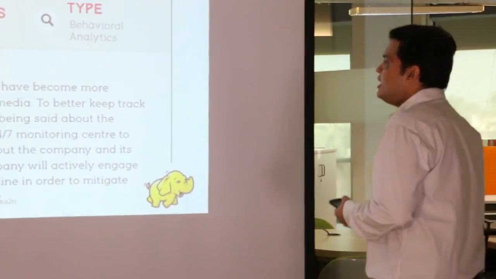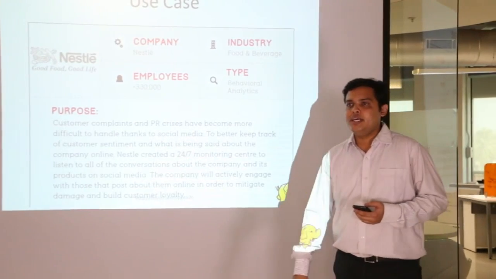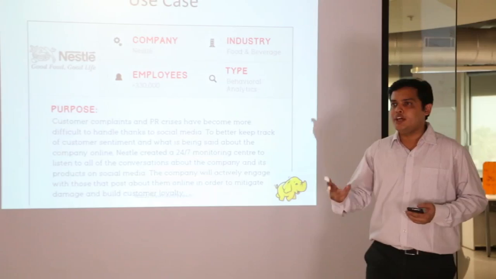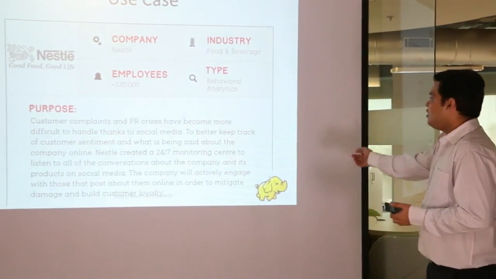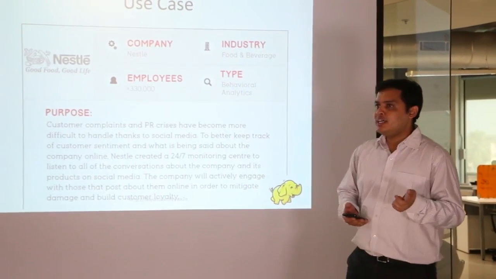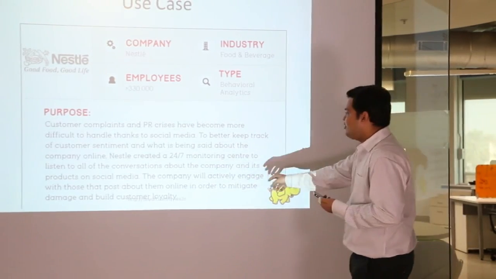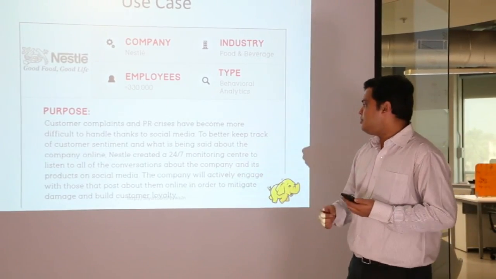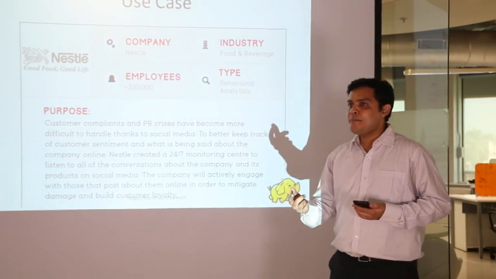Nestle. So Nestle is again very dependent on social media. They used to continuously read social networks for all the comments customers put in, to better keep track of what customers are saying online. There was a 24/7 monitoring service that they have. The company will actually engage with those who post about them online in order to mitigate damage as well as build loyalty. Does anyone remember a case of Amul that happened recently?